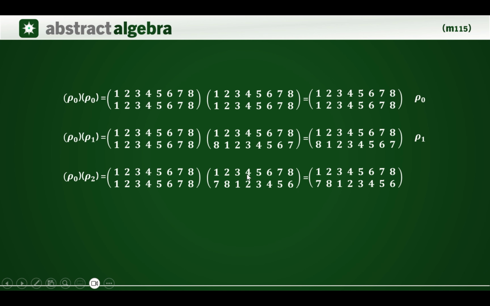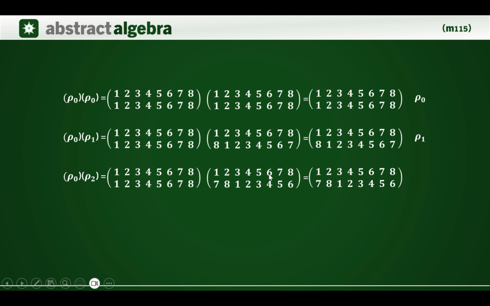Next is the 4. 4 maps to 2. So we're going to find 2 here. So the 2 maps to 2. Therefore, 4 maps to 2. Next is the 5. 5 maps to 3. Then we are going to find the 3 here. So 3 maps to 3. So the 5 maps to 3.